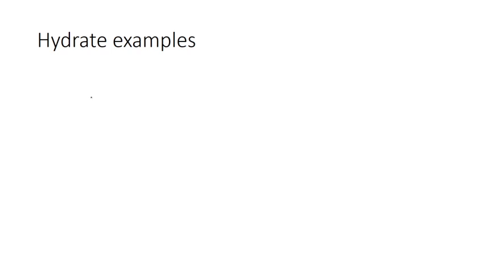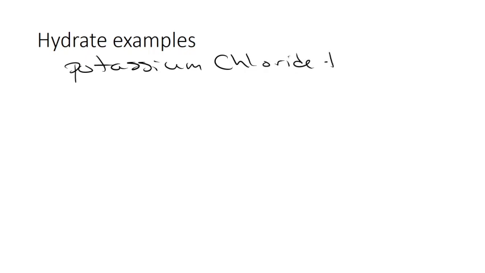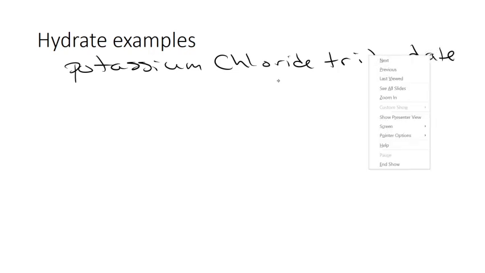So let's do one example where we go from name to formula, and then one example from formula to name. For this first one, going from name to formula, let's go with potassium chloride trihydrate. That's going to be our name.